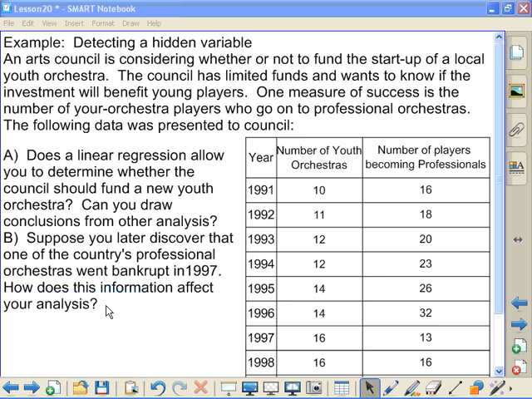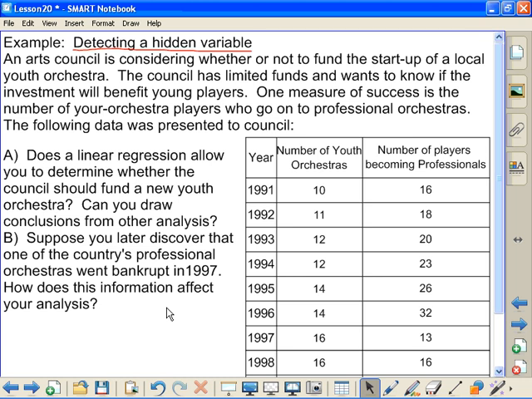Okay, the third and final example with critical analysis and linear regression, we're looking at detecting hidden variables. This is when there's a relationship there, but there's something that's playing a key factor, and it's just a matter of narrowing it down. So an arts council is considering whether or not to fund a startup of a local youth orchestra.